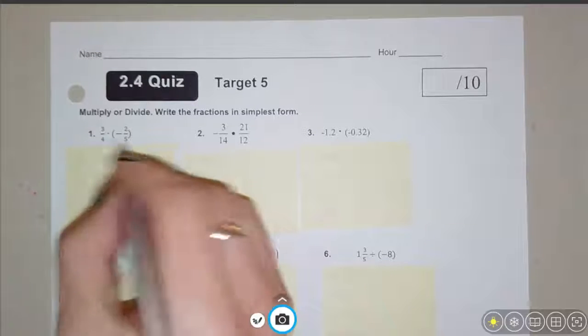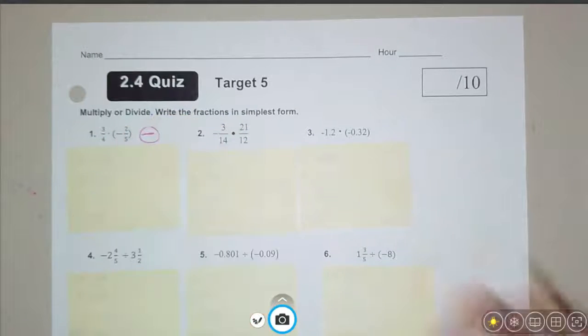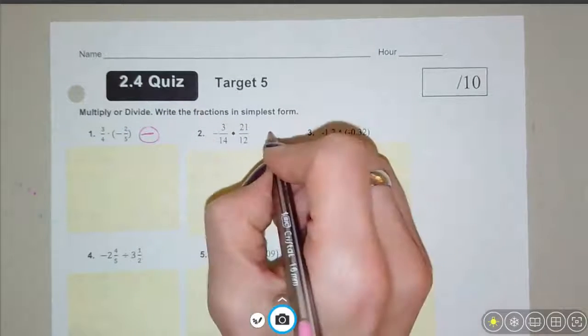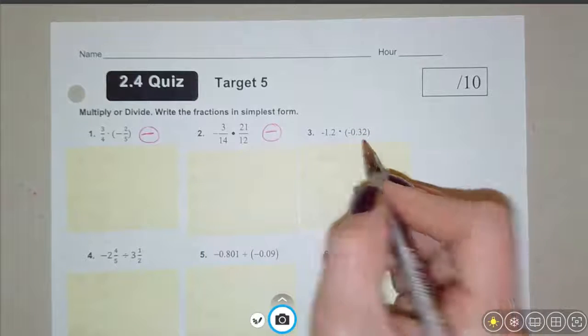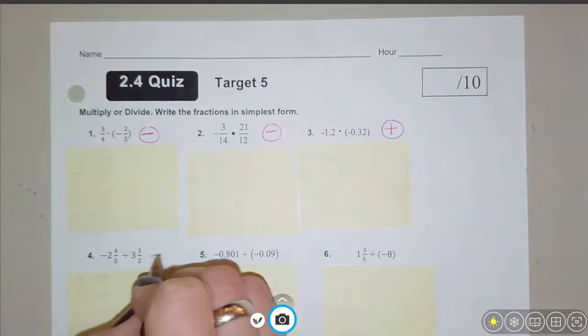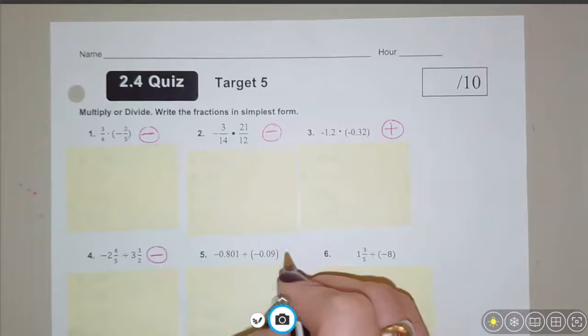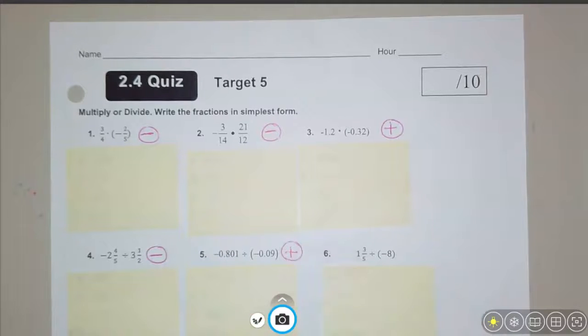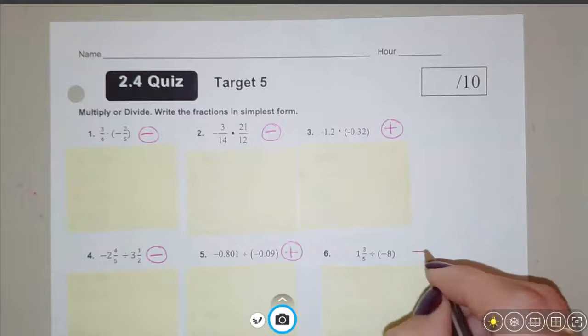So number 1, the signs are different. That's going to be a negative. Number 2, signs are different. That's going to be a negative. 3, signs are the same. So we're going to get a positive answer. 4, it's going to be negative. 5 is going to be positive. And 6 is going to be a negative.